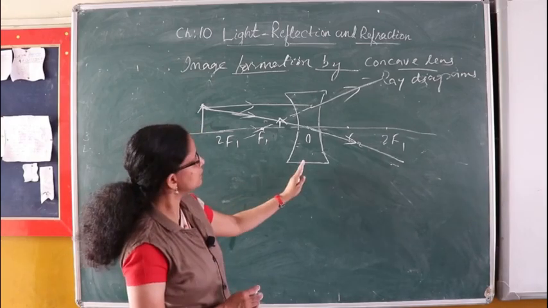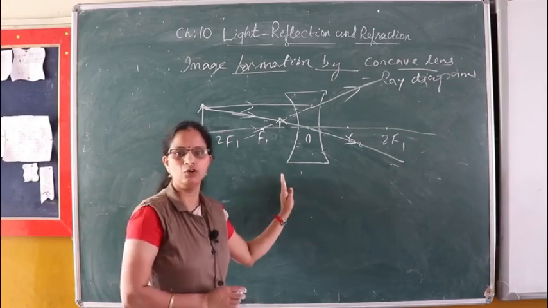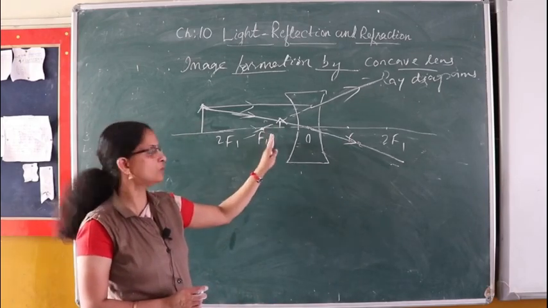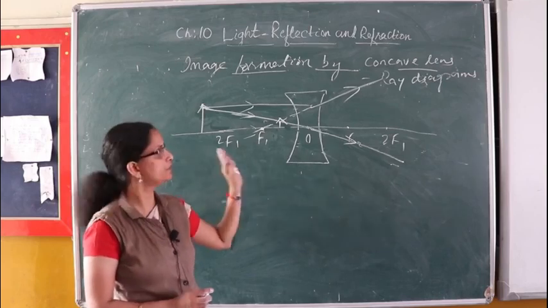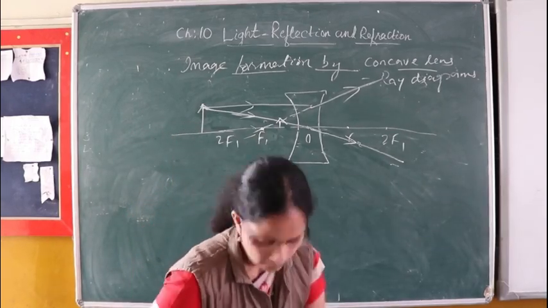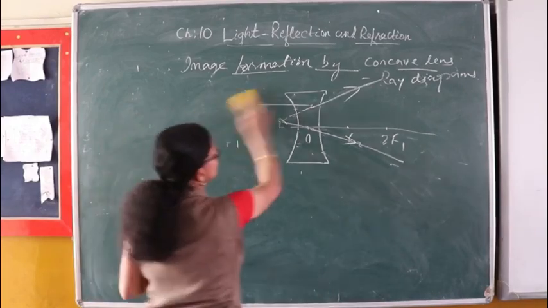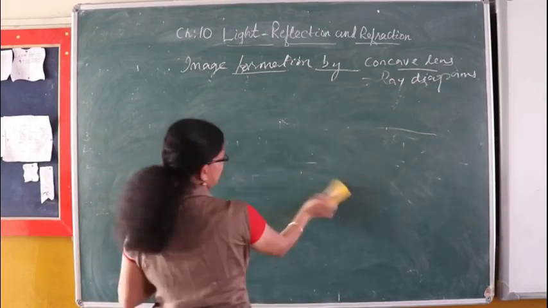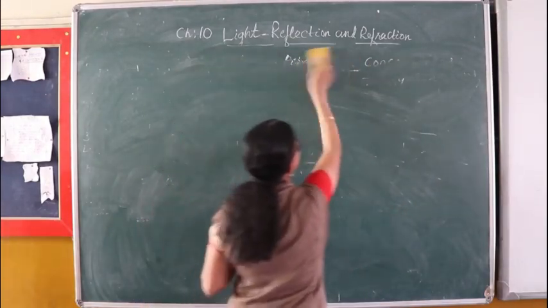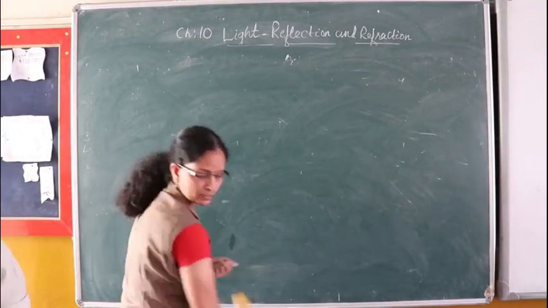So, in case of a concave lens, it always forms a virtual and smaller image. Virtual, smaller and erect image is always formed by a concave lens. So, this is about the image formation, or the ray diagrams, for convex lens as well as concave lenses.